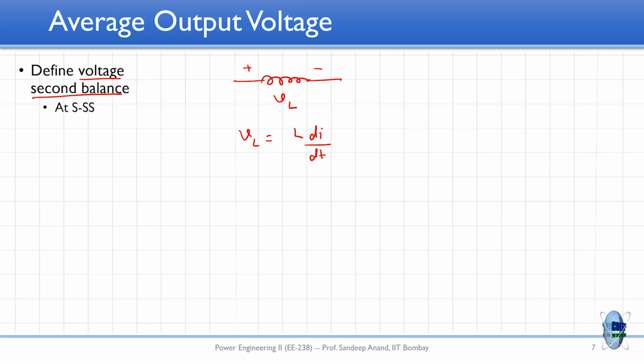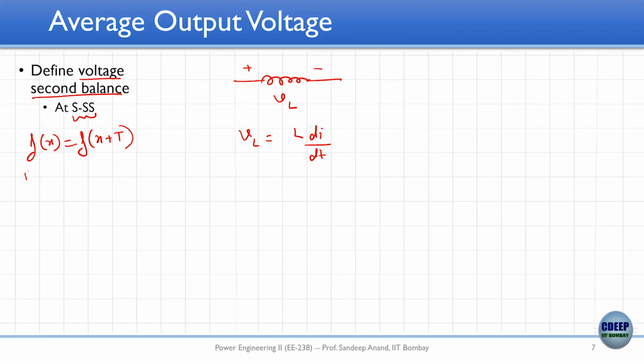Let us say this inductor is part of a bigger circuit. There are a lot of other elements which we are not seeing now on the screen, and the circuit is operating at sinusoidal steady state. Now we understand what the sinusoidal steady state or the periodic steady state is, which means f at x is equal to f at x plus capital T. This we already saw in the previous course. This is how we define the periodic steady state. If it's sinusoidal periodic, then we call it sinusoidal steady state.